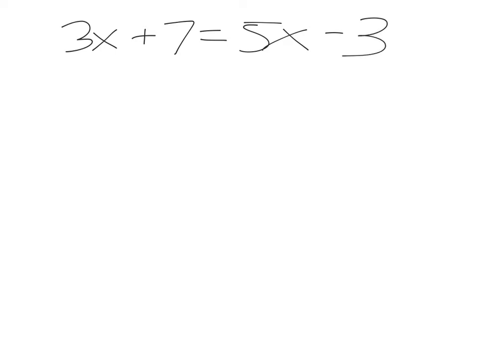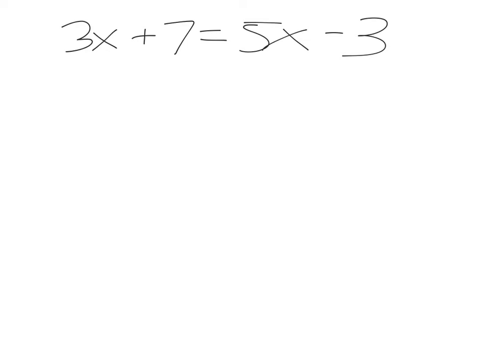Let's take a look. If I gave you the equation, for example, 3x plus 7 equals 5x minus 3. So here's an equation, and what I have is variables on both sides. Well, I can't solve for two variables. I want to solve for one variable. So the trick here is, okay, get rid of one of the variables. How can I get rid of one of the variable terms? What can I do? Subtract them.